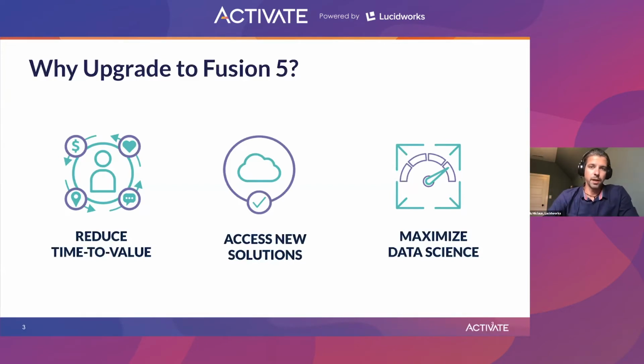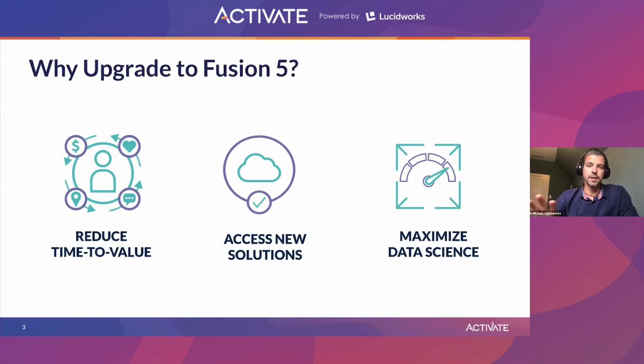And for that, we've been able to adopt a very robust cloud native architecture for Fusion 5 as compared to Fusion 4 that brings tremendous capabilities to bear. Also, accessing new solutions. Since last year when we announced Fusion 5, we've added a lot of AI capabilities and domain-specific capabilities that you will see throughout the conference that are very exciting and only available in Fusion 5.